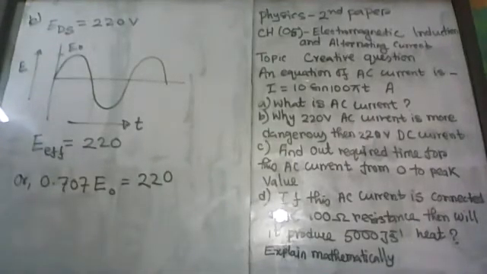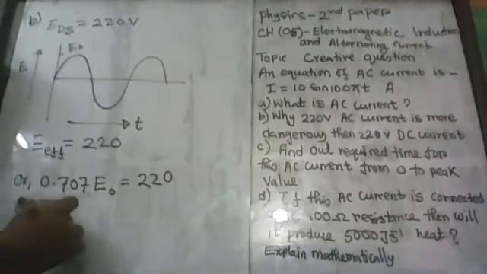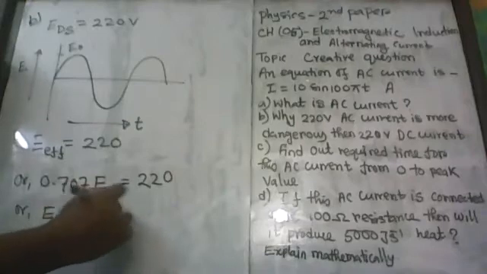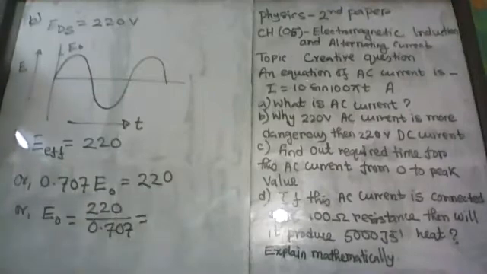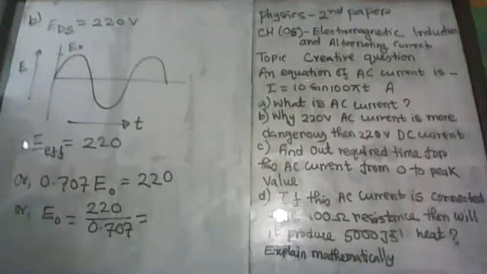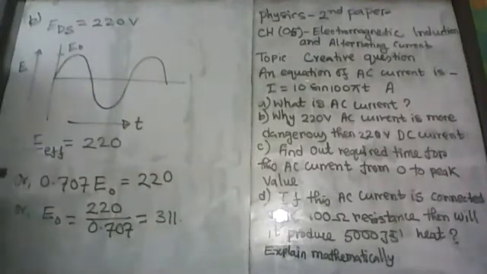Now, to find the value of E naught, E naught will equal 220 divided by 0.707 volt, which is nothing but 311.2 volt.